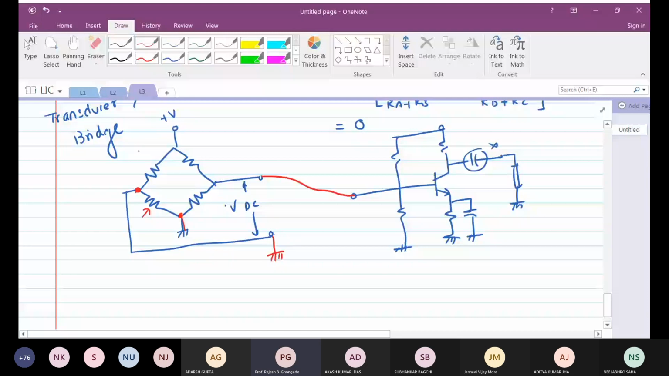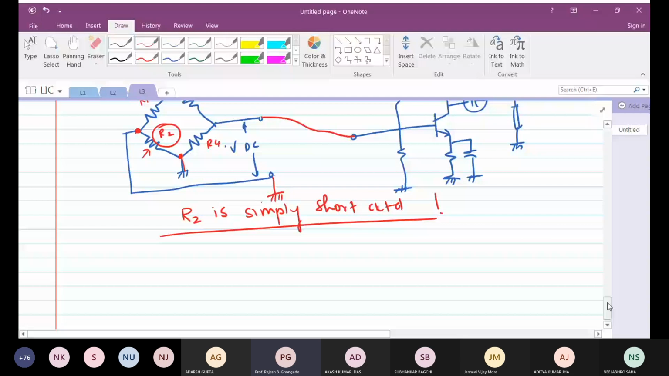Guys, what will happen to R2? R2 is simply short circuited, which is a dangerous thing. So you cannot use such a kind of circuit.